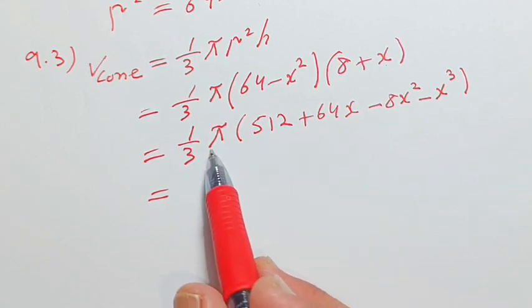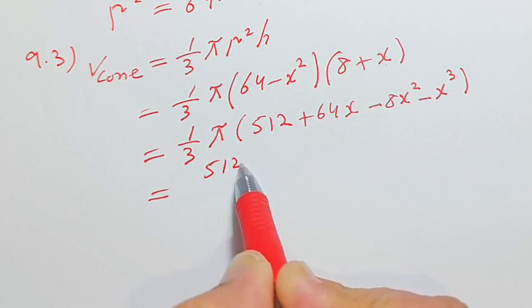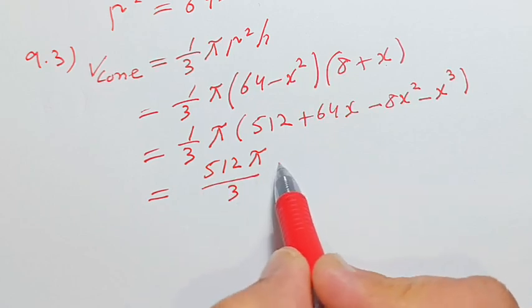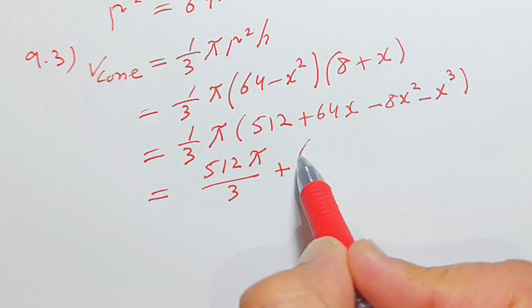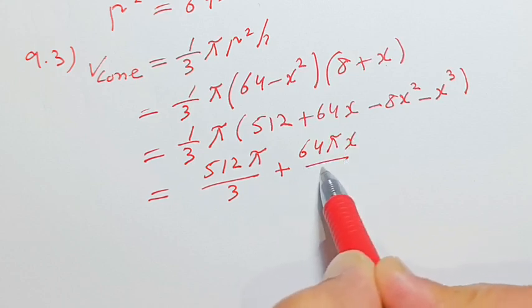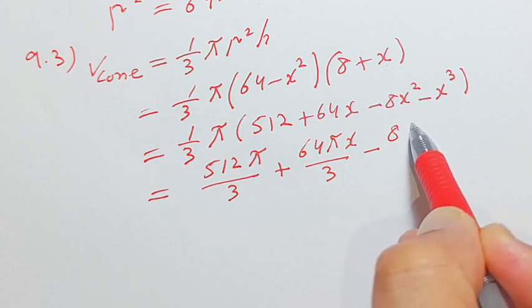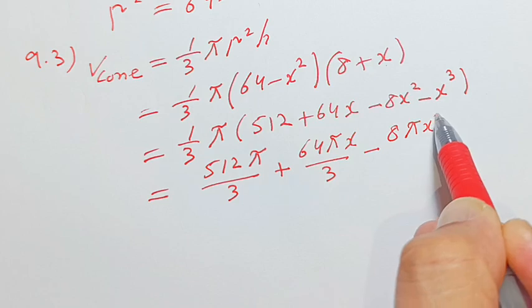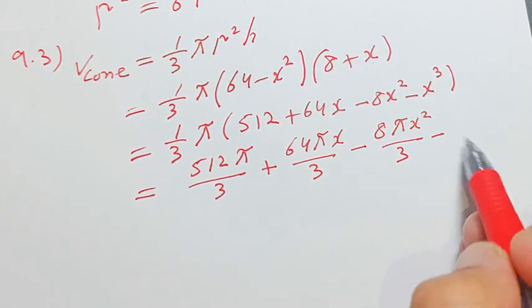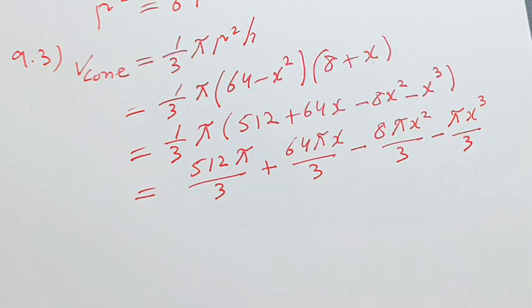Now I'm going to multiply 1 over 3 pi inside. So it becomes 512 pi over 3 plus 64 pi x over 3 minus 8 pi x square over 3 minus pi x cube over 3.